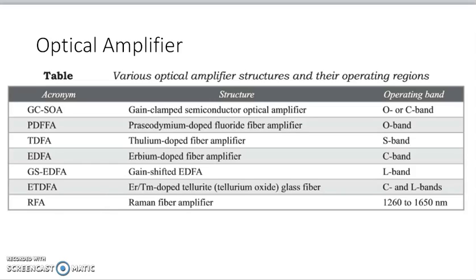There are different structures here. A gain clamped semiconductor amplifier is used in the O band. Then we have the erbium doped fiber amplifier, which is used in the C band, and a Raman fiber amplifier, which is used in the band of 1260 to 1650 nanometer range, that is the third window. So this one is about a Raman fiber amplifier.